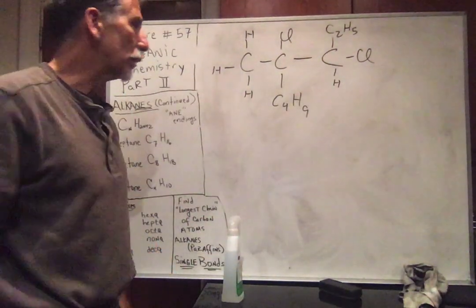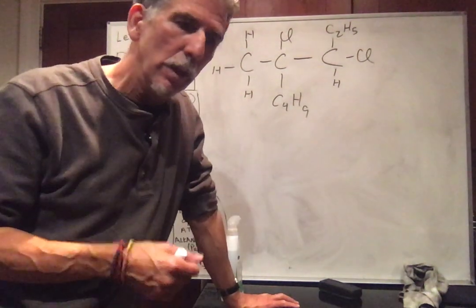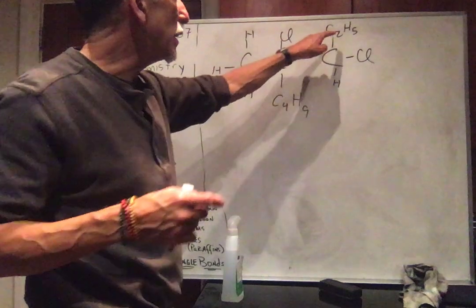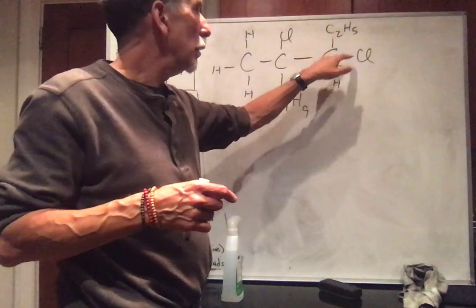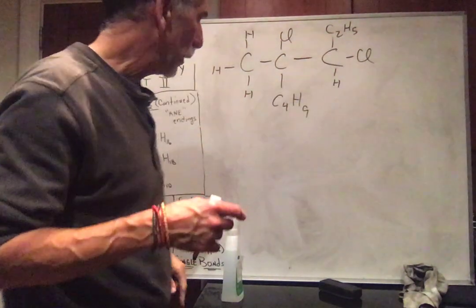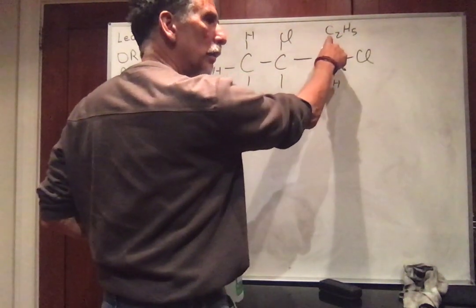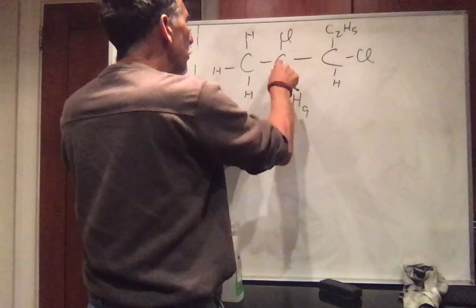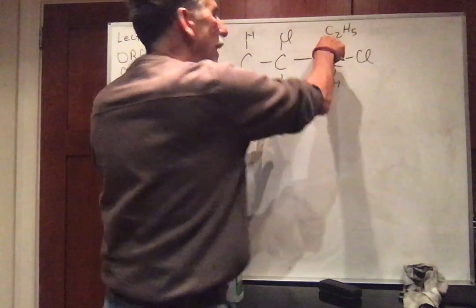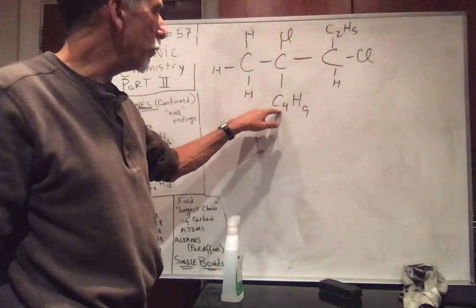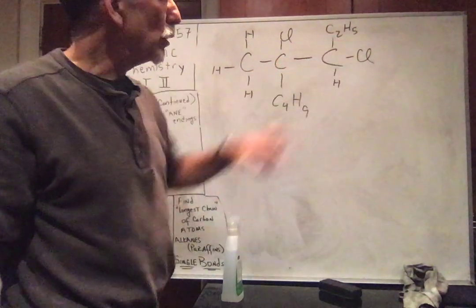Wow, let's try to name this. Once again, the first thing we need to do is to find the longest chain of carbons. Okay, you see a C2H5? It's an odd number, so this is ethyl. But it's not ethyl if it's part of my chain. Let's count the chain. 1, 2, 3, 4, 5. Is this pentane? Well, let's see. 4, 5, 6, 7, 8. So this is octane.